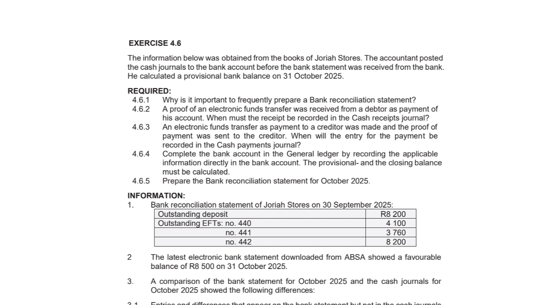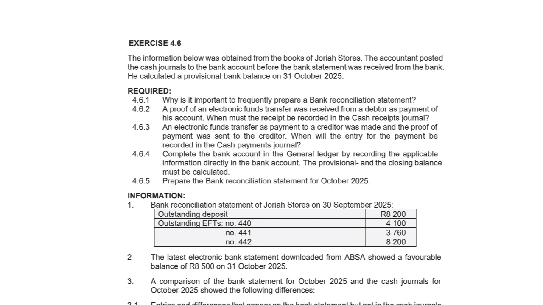Required 4.6.1. Why is it important to frequently prepare a bank reconciliation statement? 4.6.2. A proof of an electronic funds transfer was received from the debtor as payment of his account. When must the receipt be recorded in the cash receipts journal? 4.6.3. An electronic funds transfer as payment to a creditor was made and the proof of payment was sent to the creditor. When will the entry for the payment be recorded in the cash payments journal?